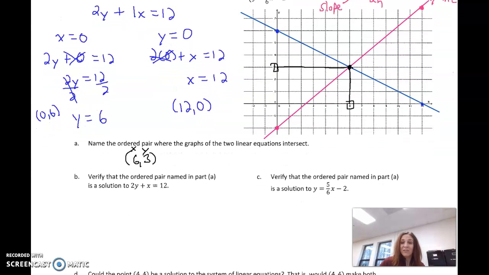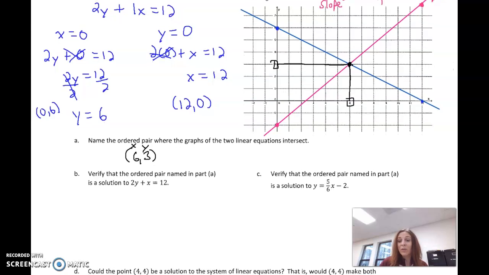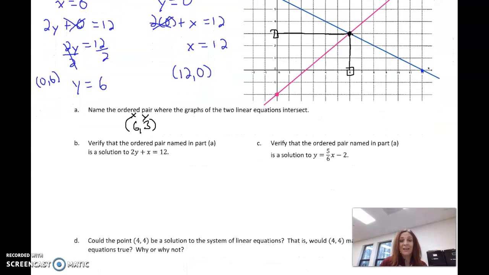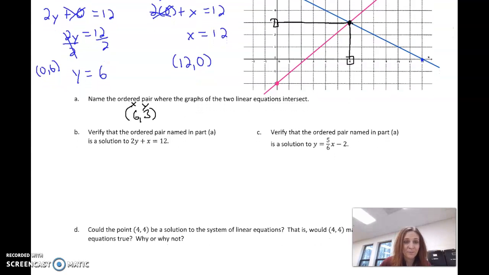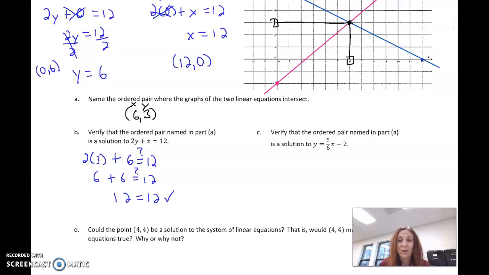So now we want to verify that the ordered pair (6, 3) does make them true. So we just plug them in. For my first one: 2 times my y value of 3, plus my x value of 6. Does that equal 12? Well, 2 times 3 is 6. Is 6 plus 6 equal to 12? Checks.